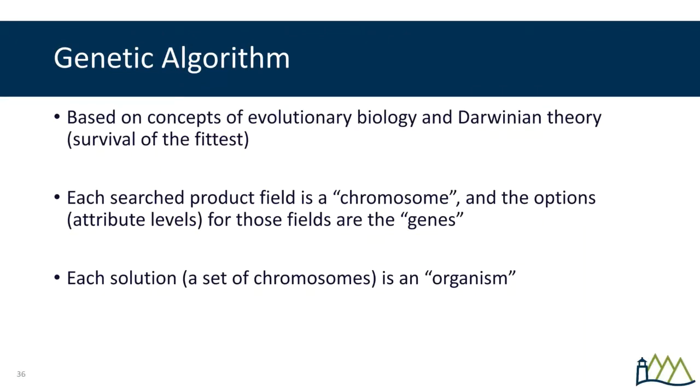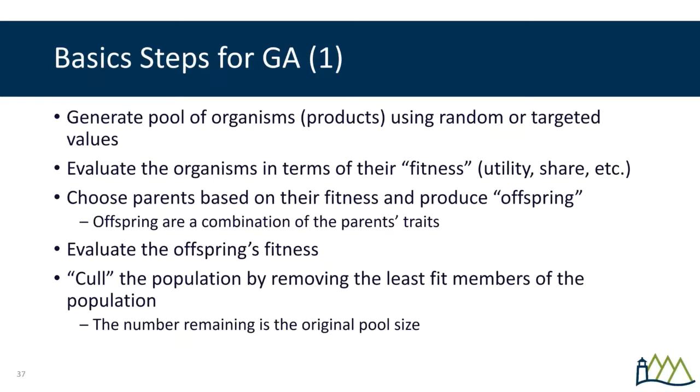The concept behind the genetic algorithm really comes out of the idea behind evolution and Darwin's survival of the fittest. And what we do is we create different products. And the way we create products is we configure their different levels, right? We call these levels chromosomes. And as all of these levels combine into one product, we call that an organism, okay?